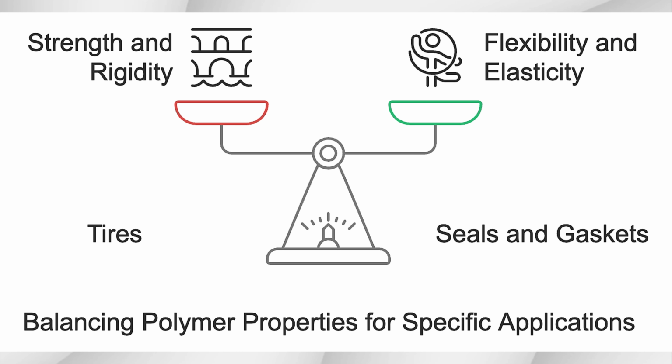and strong. A compounding technologist needs to consider whether the final product requires flexibility, rigidity, or a balance of both. For example, tires need some crystallinity for strength, but not too much crystallinity because that could make them brittle and less capable of withstanding impacts, while seals and gaskets require flexibility, so amorphous polymers are often used.